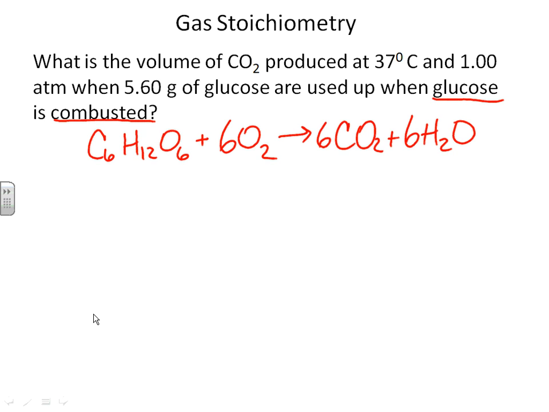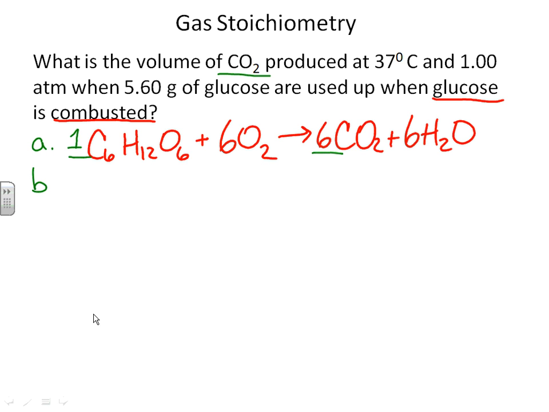Again, this is necessary because we're starting with glucose. So I need to know from this balanced equation what the glucose is relating to, and what is the problem asking me about? It's asking about the CO2. It's relating to the CO2 by a ratio of 1 to 6. So 1 mole of glucose produces 6 moles of carbon dioxide. That's what the balanced equation tells you.